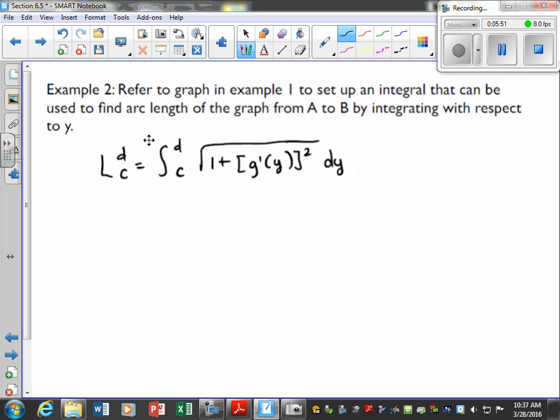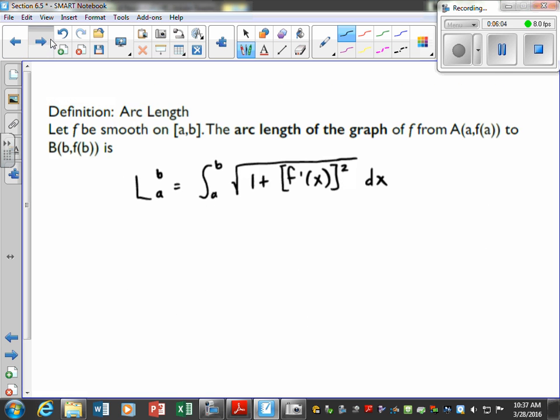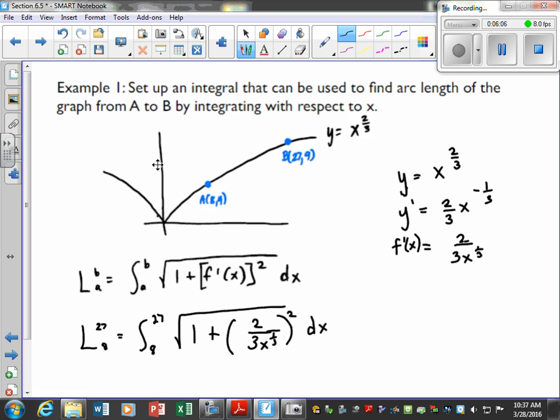Okay, in our next example, it says refer to the graph in example 1 to set up the integral. So we're going to use that same graph, but this time we're going to do it with respect to y. So look back at that image on the previous one, which is this right here.